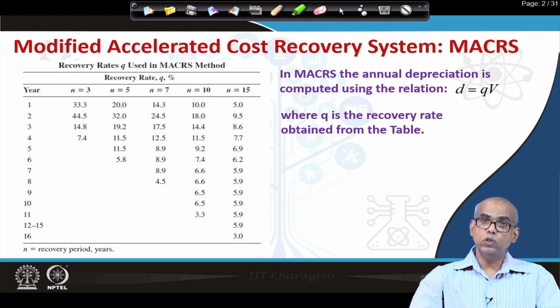In the modified accelerated cost recovery system, you can compute the annual depreciation following D equal to some fraction Q into V. V is the asset value. So, Q is the recovery rate which can be obtained from the table that is shown here. Look at the table for different recovery periods. For different recovery periods, the Q values are given corresponding to year 1, 2 up to 16. So, you have to look at this table, find out the Q and then use the relation D equal to QV to find out the annual depreciation.